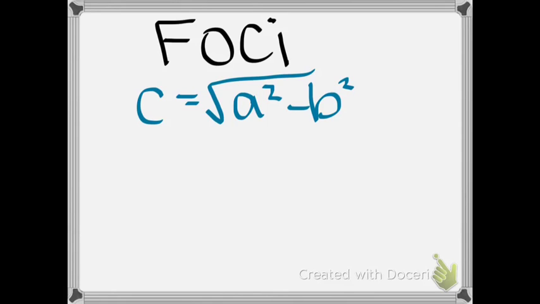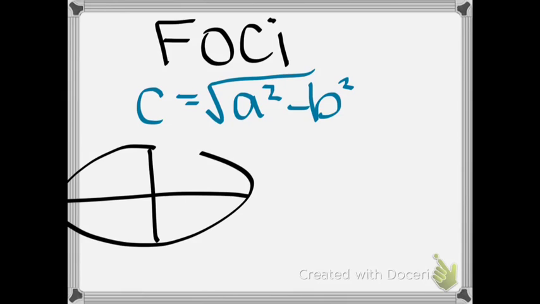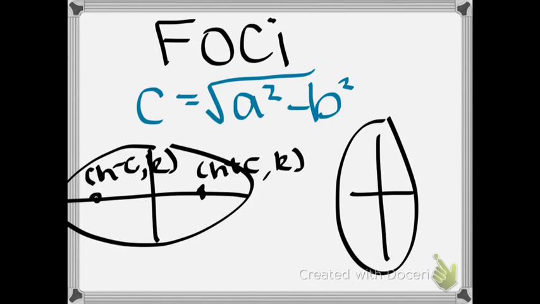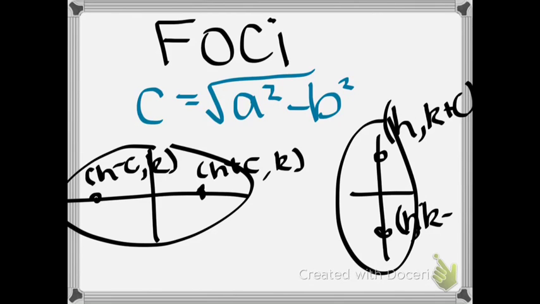If it is horizontal, then the foci's coordinates will be (h plus c, k) and (h minus c, k). If the ellipse is vertical, the foci's coordinates will be (h, k plus c) and (h, k minus c).